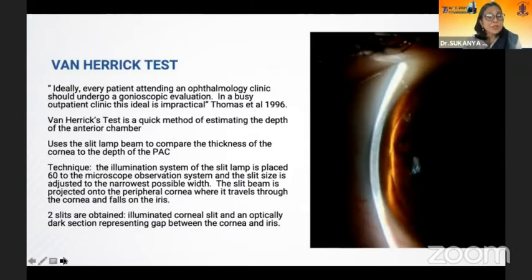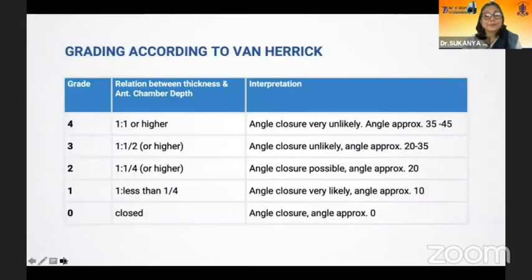We keep the observation microscope of the slit lamp in the central position, and we put the illumination system at 60 degrees. We make the illumination slit very narrow, and we make it as bright as possible, and we shine the illumination beam onto the peripheral cornea. We will get two slits. One is the bright corneal slit, and then we will get an optically darker slit between the cornea and the iris. And we compare the thickness of the peripheral anterior chamber depth to that of the corneal slit.